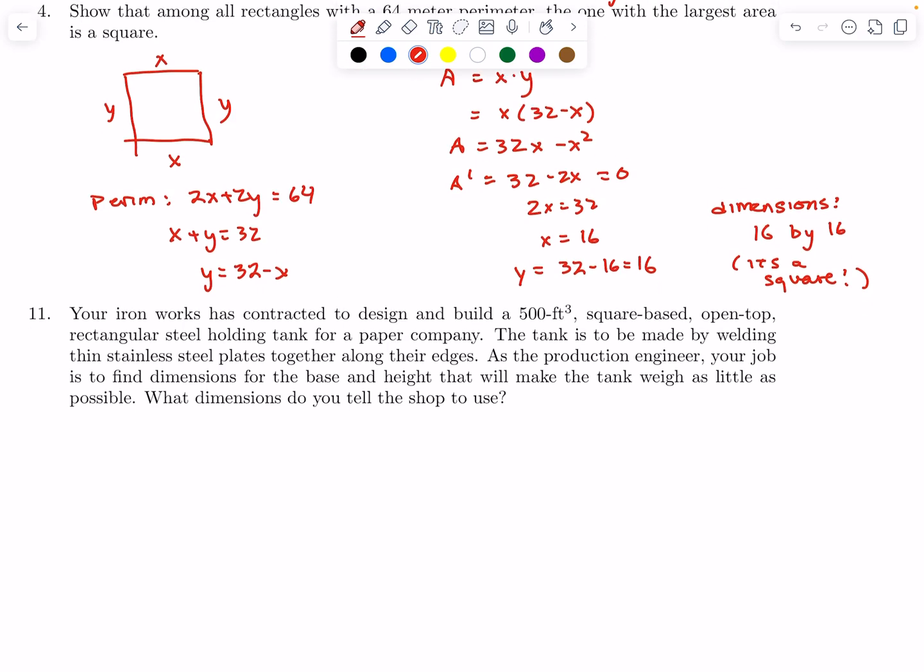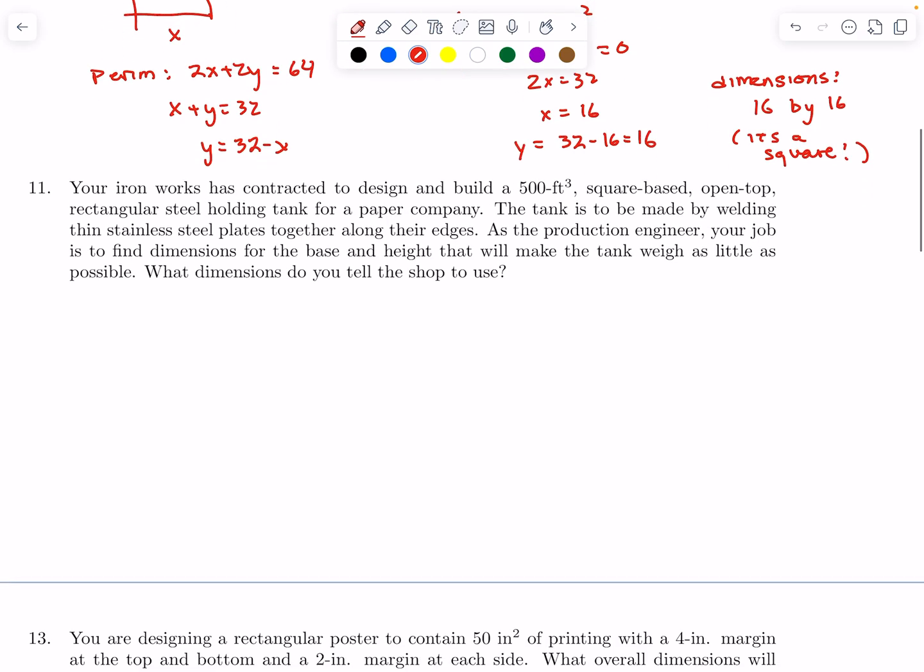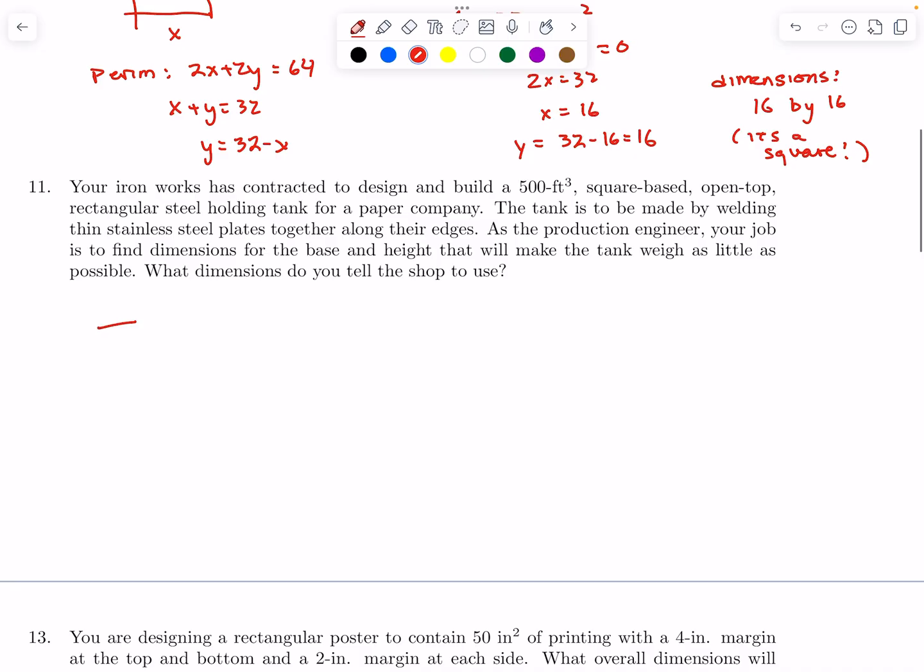So it shows a square. Oh, look, it's a square. Okay, another one of these square-based boxes, but this one doesn't have a top, or at least not that we're going to count.